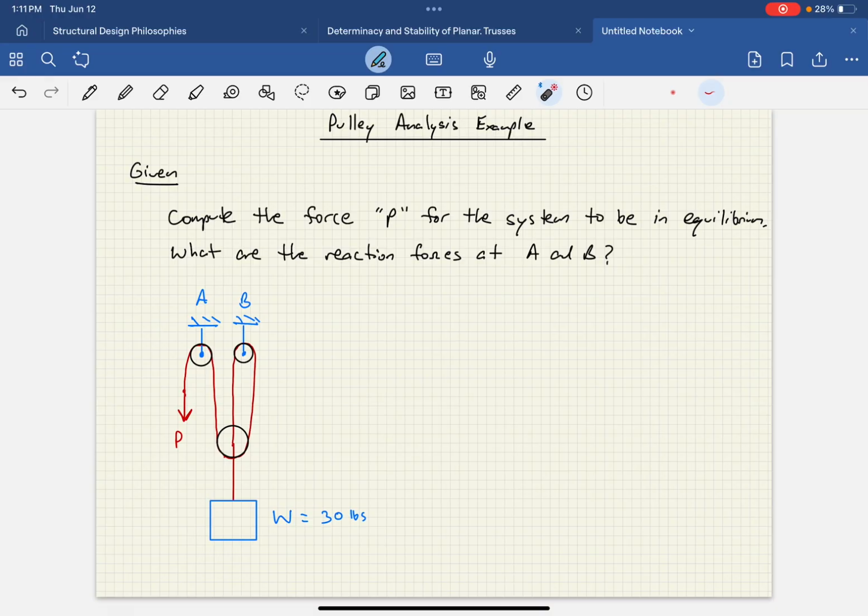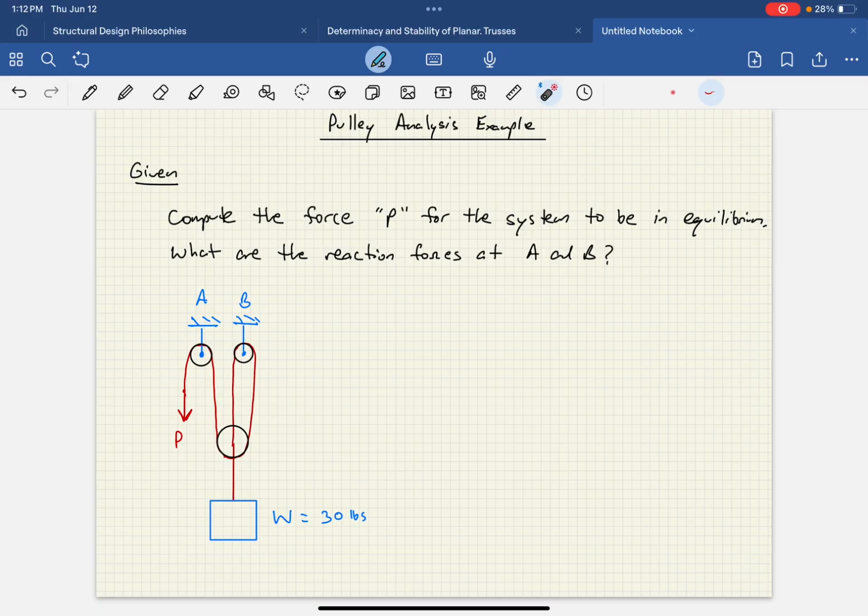So here in this example, we're being asked to compute the force P for the system to be in equilibrium. And then we're also being asked to find the reaction forces at A and B. Here we have 3 pulleys, right? We have one here, a bigger one down here, and a smaller one here. These higher elevated pulleys are attached to some kind of link, and they have some kind of support reaction. So we're looking for these axial reactions in these links as the second part of the question.